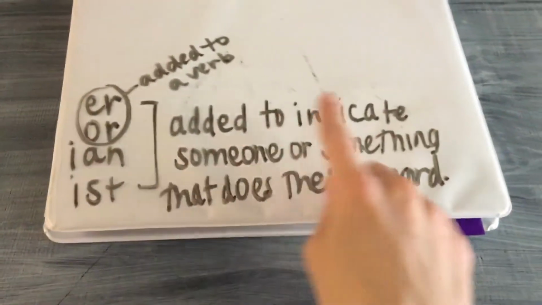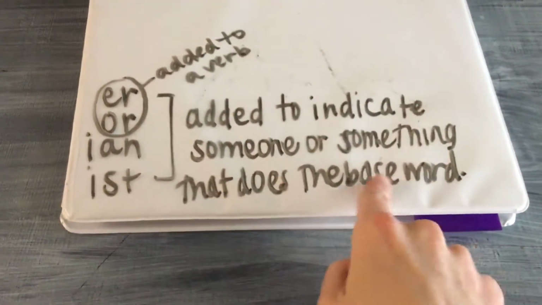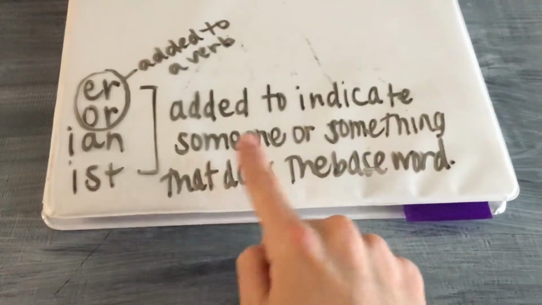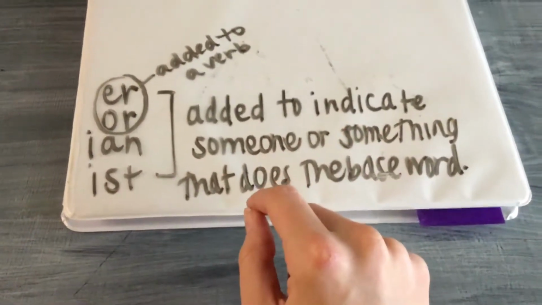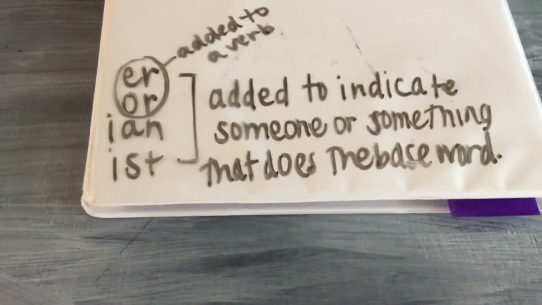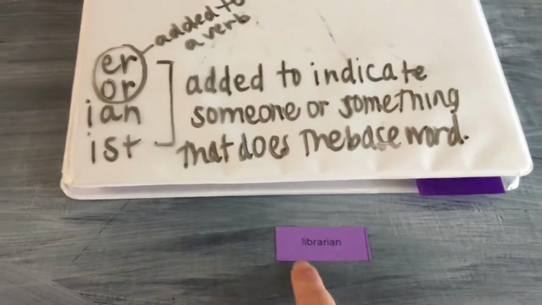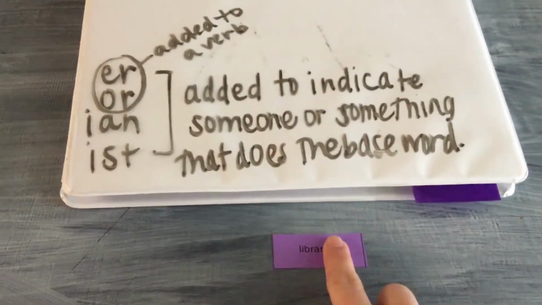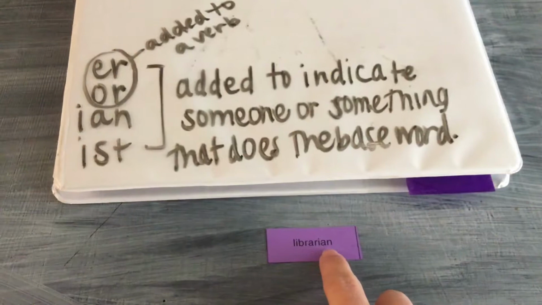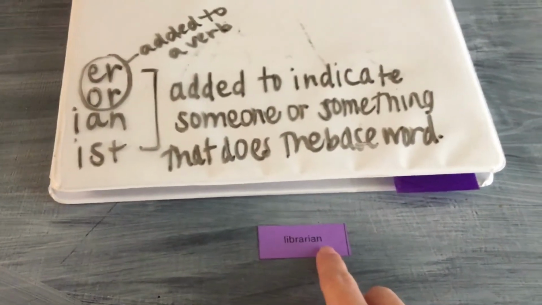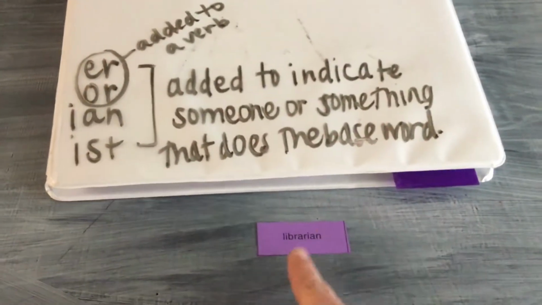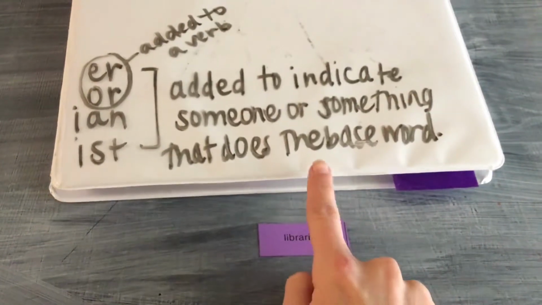When these are added to a word, it's typically telling us that whatever that base word is being done by someone or something. So, for example, if I have librarian, it's taking library and adding I-A-N. And a librarian is someone who works at a library, which is the base word.